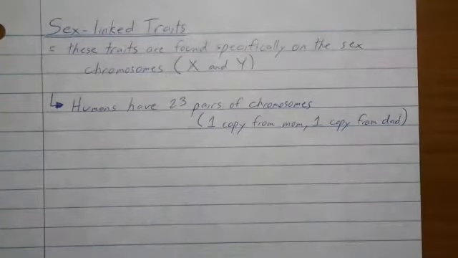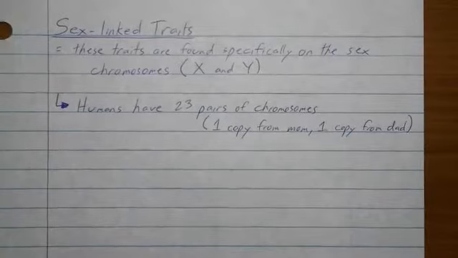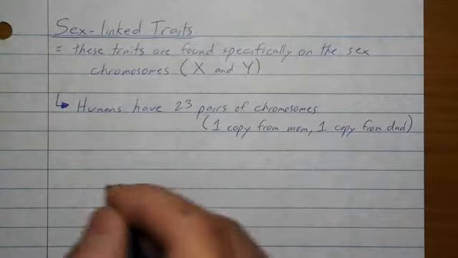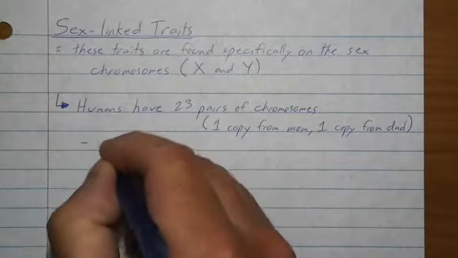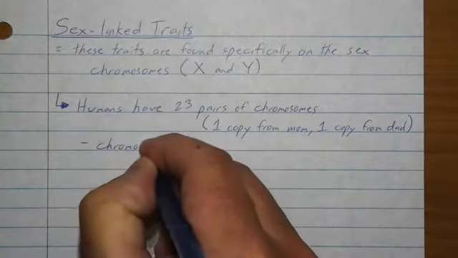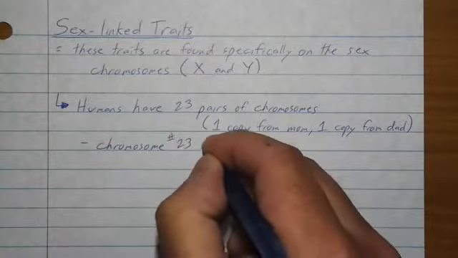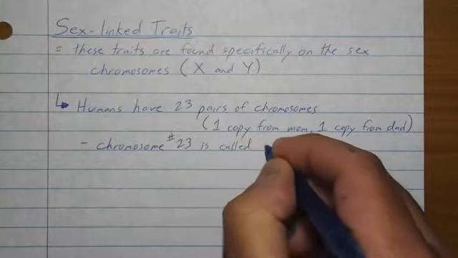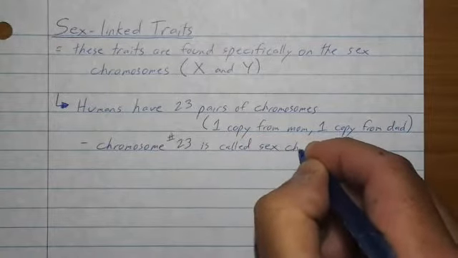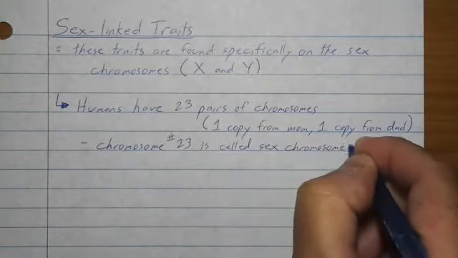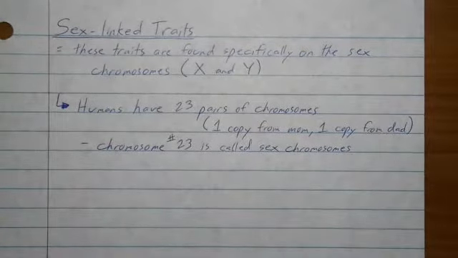So all these genes, why have we been saying, oh, mom is heterozygous? Why does she have a capital and a lowercase? Well, she got one from her mom and one from her dad. Same situation with sex chromosomes. You're going to get one sex chromosome from your mom and one sex chromosome from your dad. Okay? So chromosome number 23, they name them in order. Chromosome number 23 is called the sex chromosomes. Why are they called that? Because these are the chromosomes that will determine the sex of the baby.